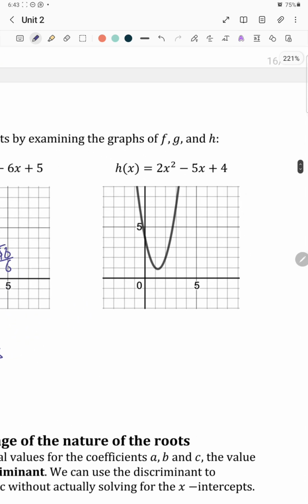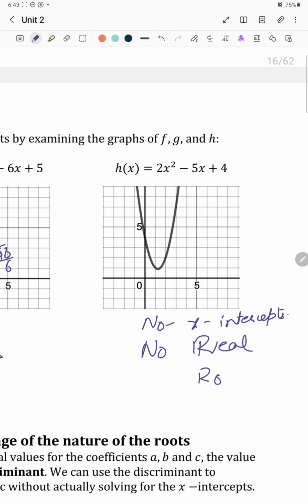So here you can see that the function is intersecting the x-axis at no points. So there are no x-intercepts when we have a negative number in the square root. So there are no x-intercepts and there are no real roots.